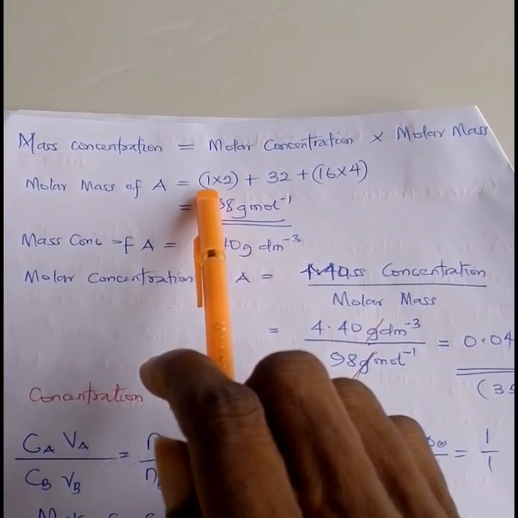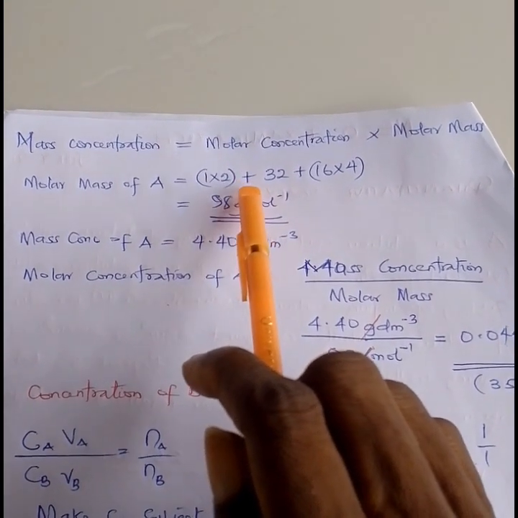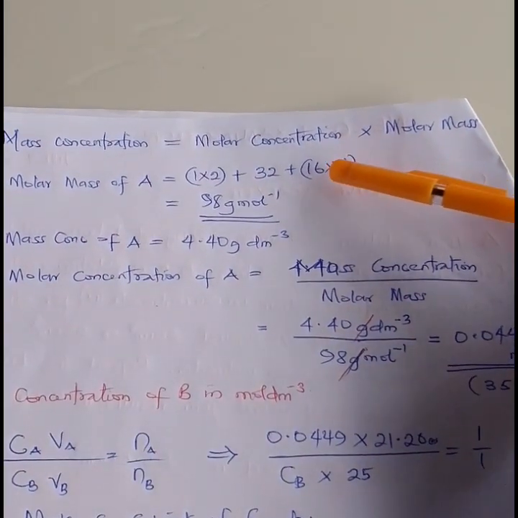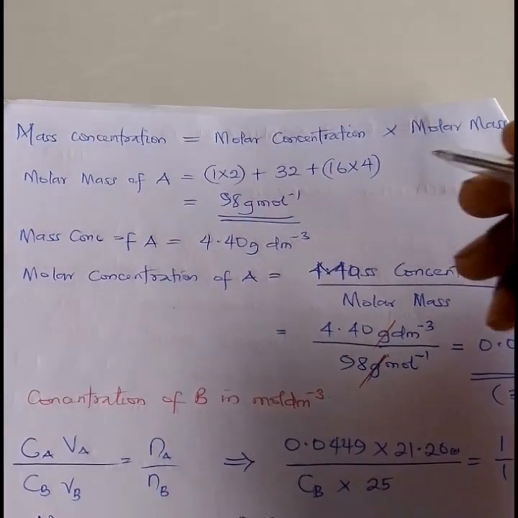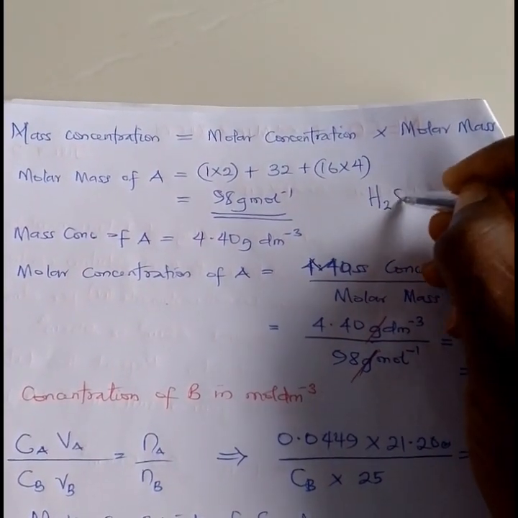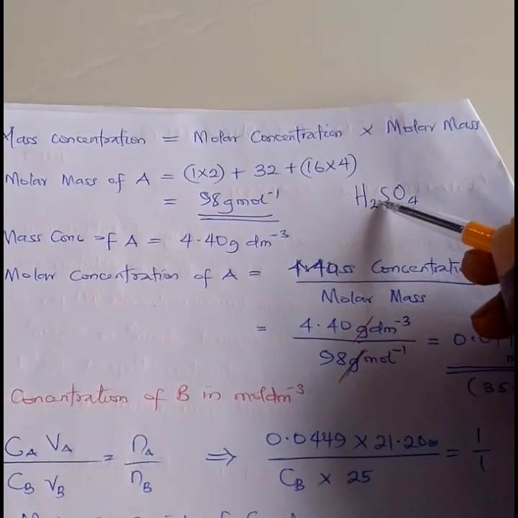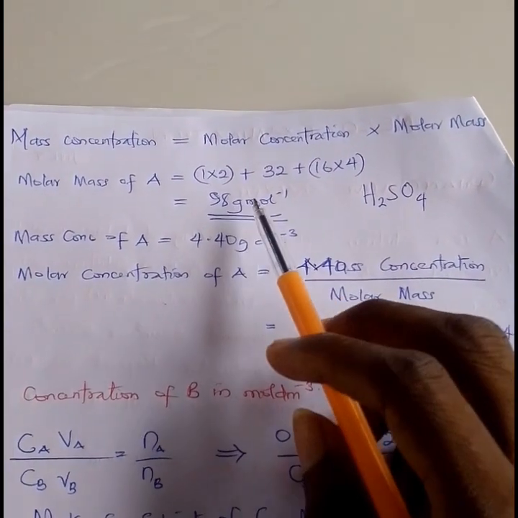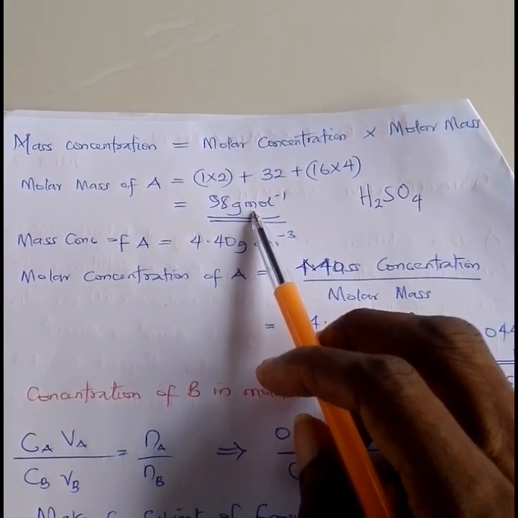1, that's the atomic mass of hydrogen, times 2 because we have 2 hydrogens, plus 32 for sulfur, and then we have 16 for oxygen times 4 because we have H2SO4. So 1 times 2 plus 32 plus 16 times 4. That gives us 19 grams per mole. That's the molar mass of A.